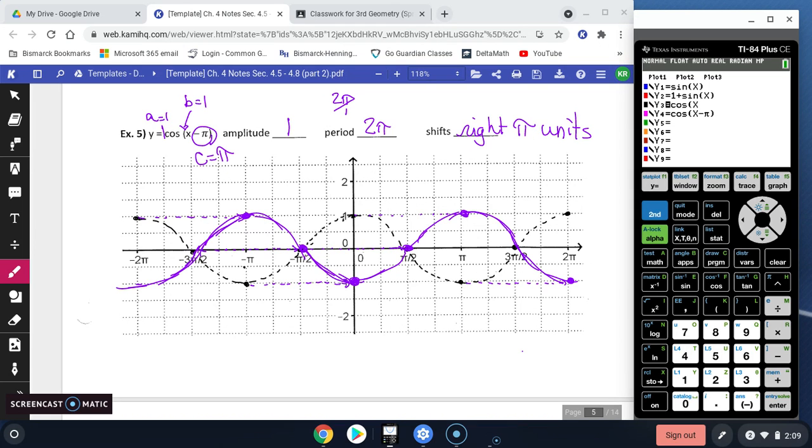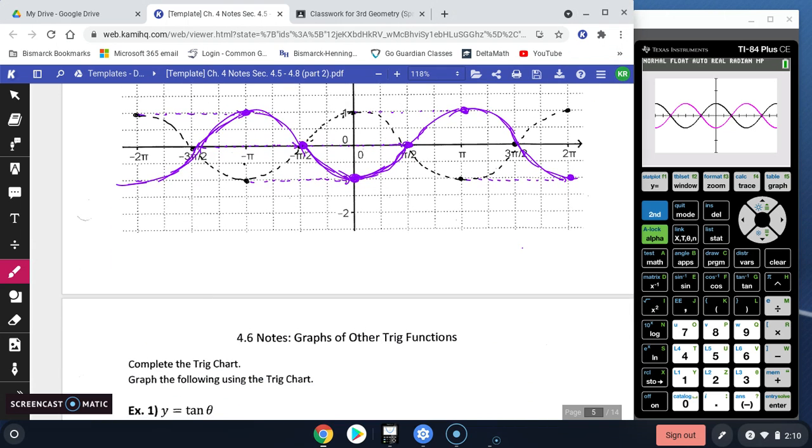So again, your calculator, go here, enter, and graph. Okay, so there it is. You can do it with your trace function and find some of those high points and low points using your trace function if you like. So whatever you find that you like works out fine.